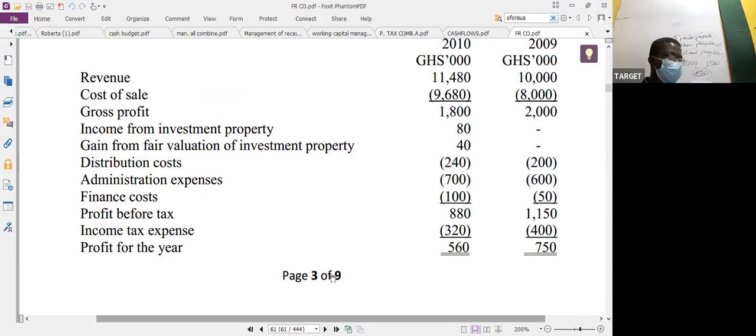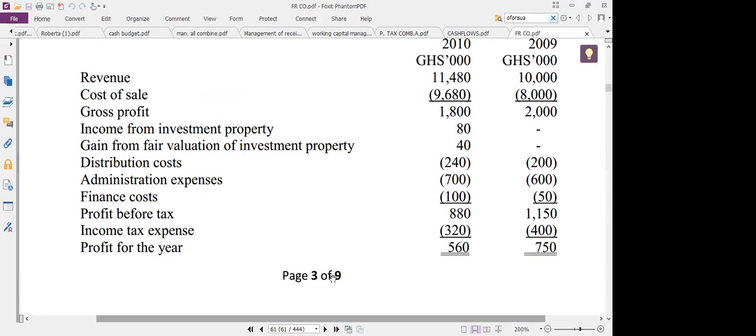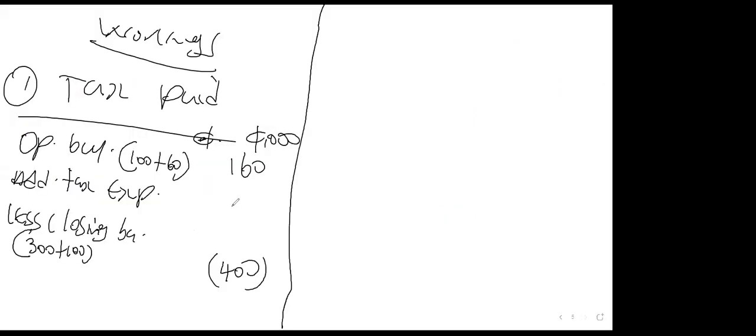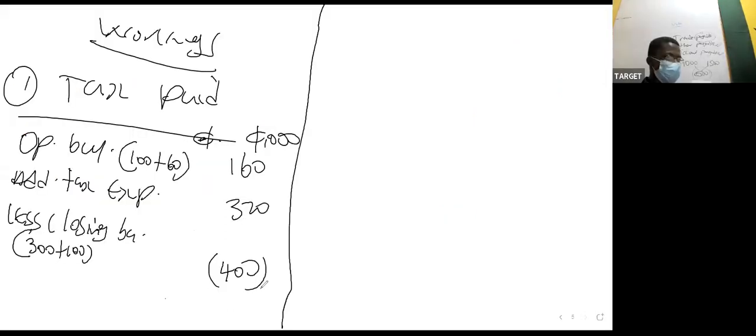So here we are adding 320. Simple as this. We're done. So 160 plus 320 minus 400. Answer: 80. So that's the tax paid. Right there, tax paid. Is it difficult? Not at all.